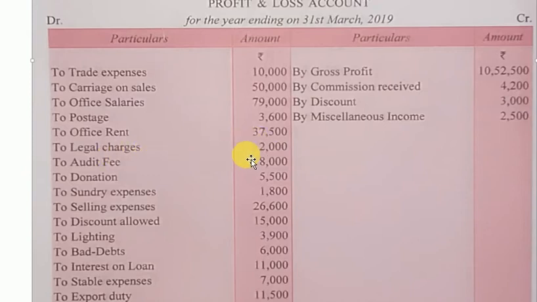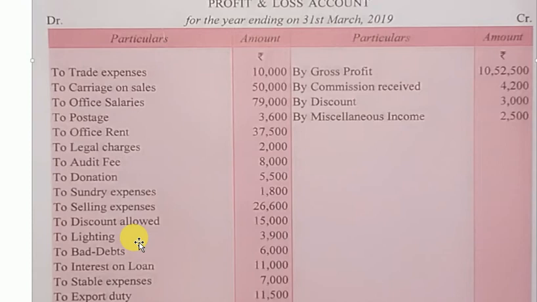to legal charges, that is 2,000 being recorded, to audit fee, that is 8,000 being recorded, to donation, that is 5,500, to sundry expenses, that is 1,800, to selling expenses, that is 26,600, to discount allowed, this is your expenses, and it will be recorded in the debit side of profit and loss account, like the 15,000.